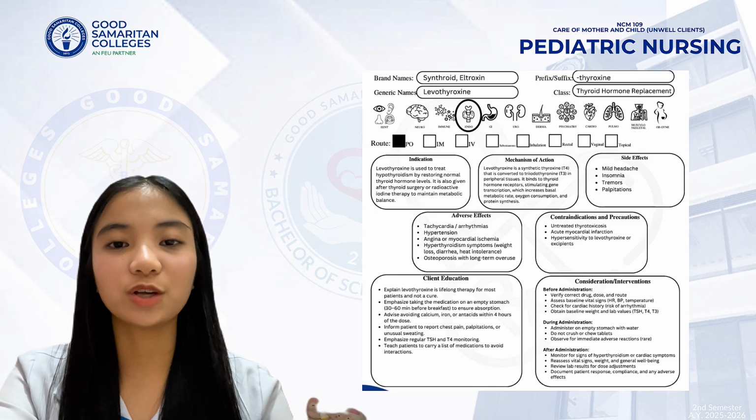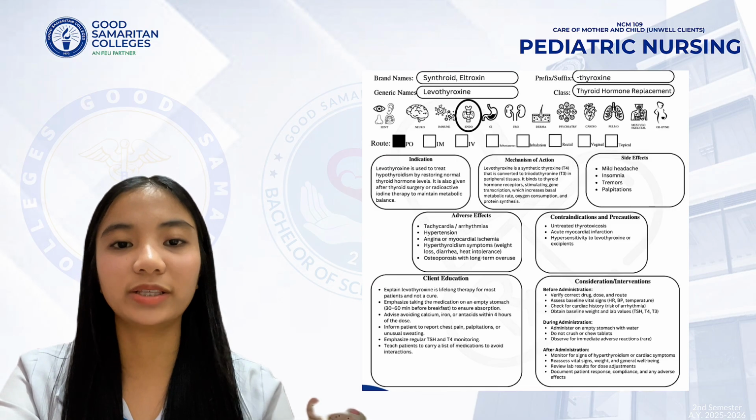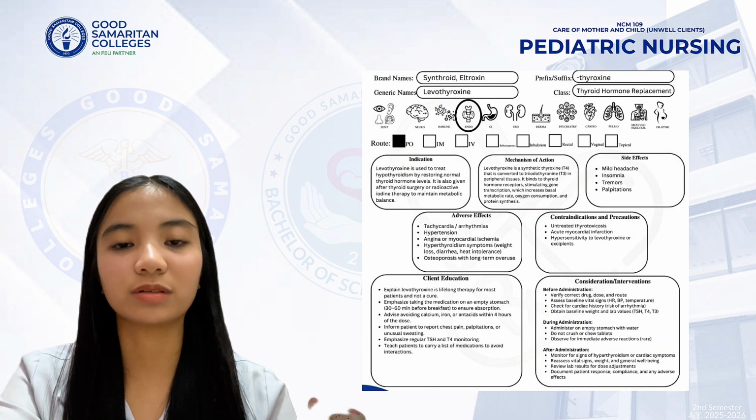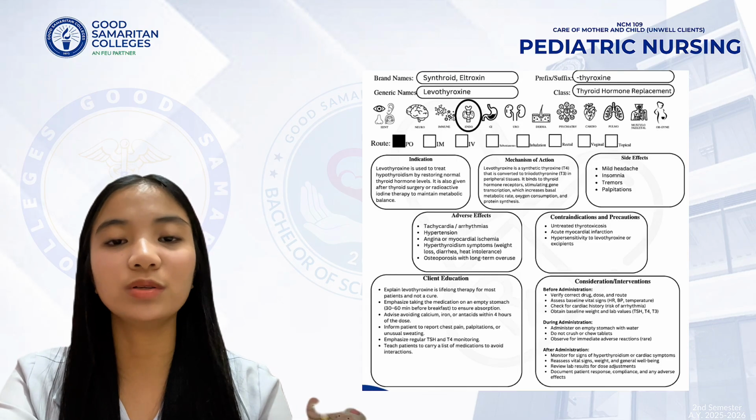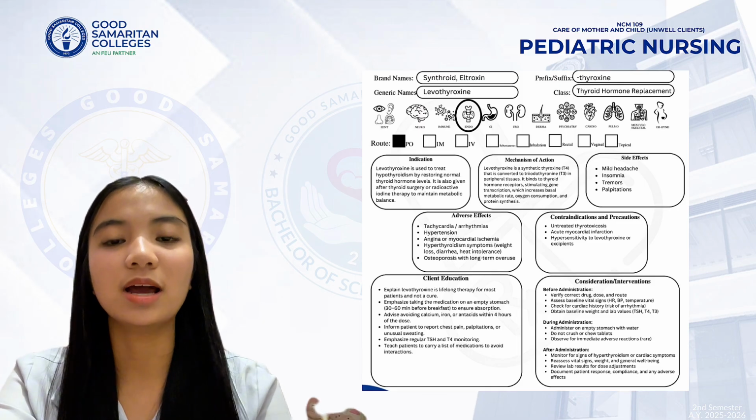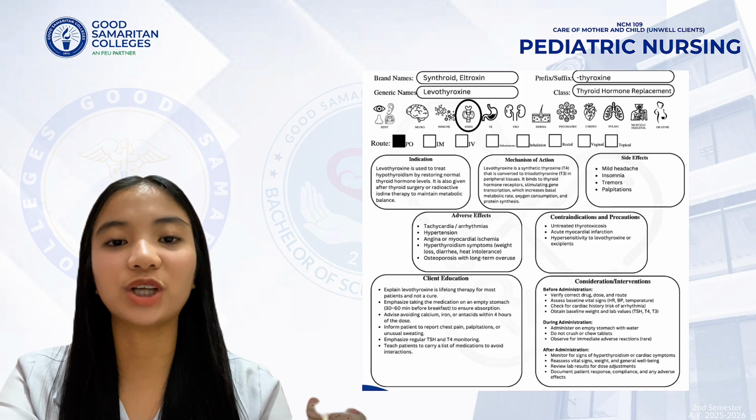For the side effects, common mild side effects of levothyroxine include headache, insomnia, tremors, and palpitations. For the adverse effects, these usually occur in cases of overdose or excessive dosing. This may include tachycardia, arrhythmias, hypertension, angina, and myocardial ischemia. Patients may also experience symptoms of hyperthyroidism such as weight loss, diarrhea, and heat intolerance. With long-term use, there is also an increased risk of osteoporosis.